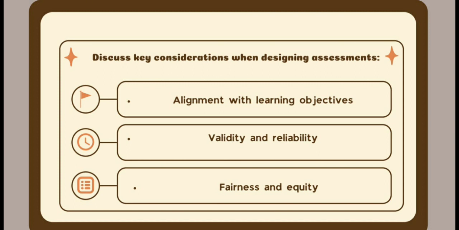Reliability is the consistency and stability of assessment results. Let's just say a reliable assessment produces consistent results when administered multiple times. To ensure reliability, assessors should be well trained, of course, and the assessment process should be standardized.